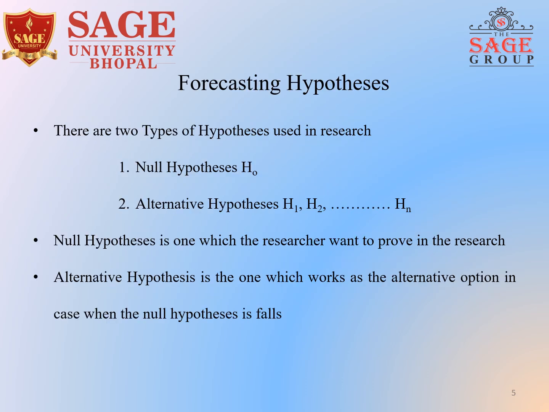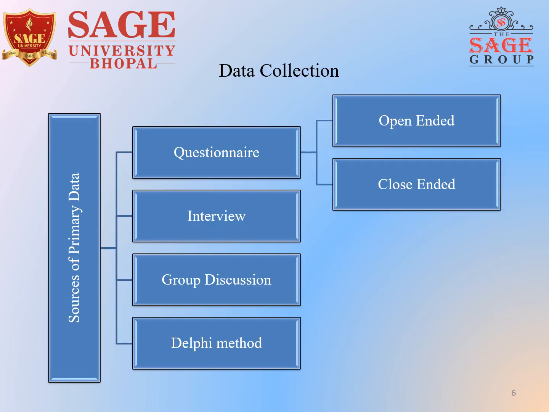The next step is formulating hypothesis. Now there are two types of hypothesis. One is null hypothesis, which is denoted by H naught, and the second is alternative hypothesis, which is denoted by H1, H2, and so on, till Hn. Null hypothesis is one which the researcher wants to disprove in the research, and the alternative hypothesis works as the alternative option in case the null hypothesis fails in the particular study.